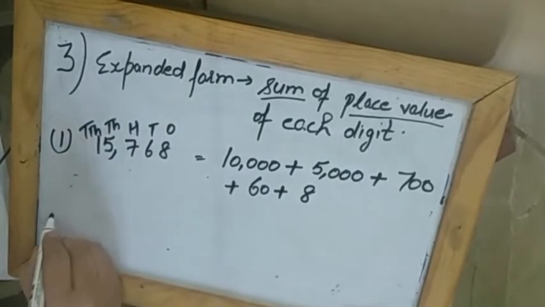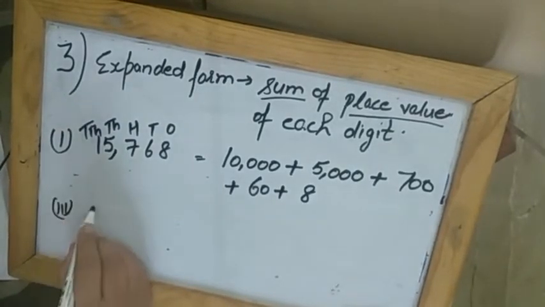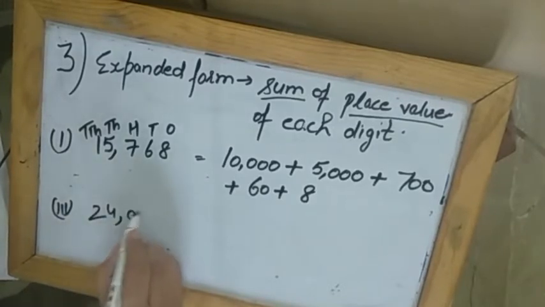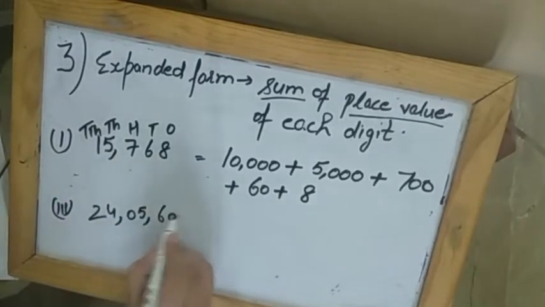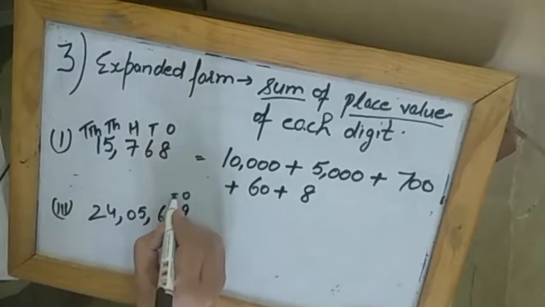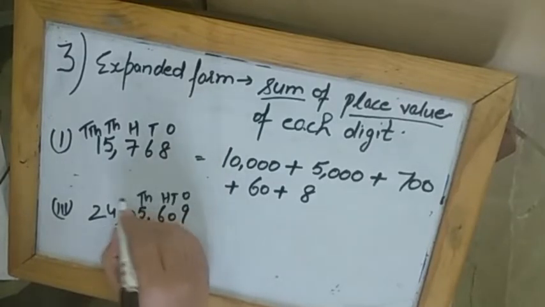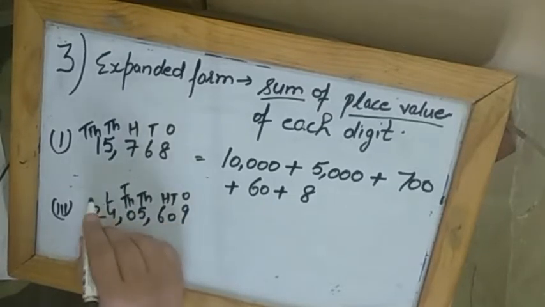Let me do one more example. I will do the third part. 24 lakhs 5,609. So place values ones, tens, 100, 1,000, 10,000, lakh and 10 lakh.